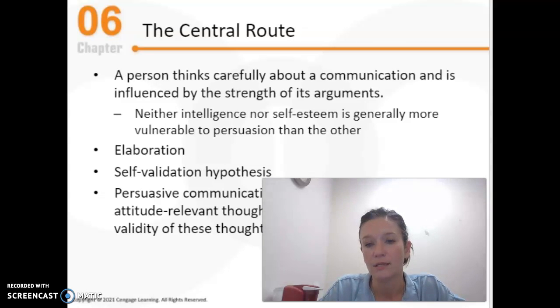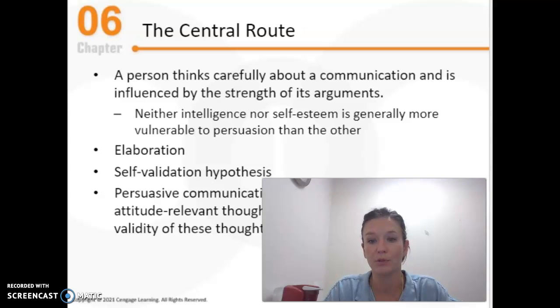The central route is, and again, I apologize, I know you can't see all that's on the PowerPoint. The central route is when it's something that greatly affects us or something that's very, very important to us, so we give it the time and attention that it deserves. So for most big choices, if you're going to have an attitude about a big thing like politics or religion, etc., you probably want to use the central route.